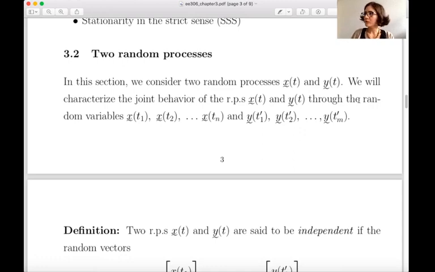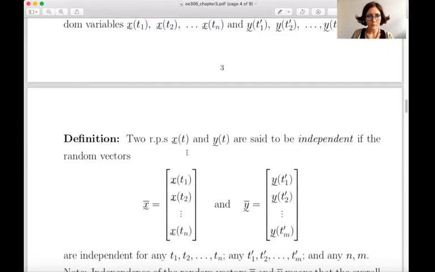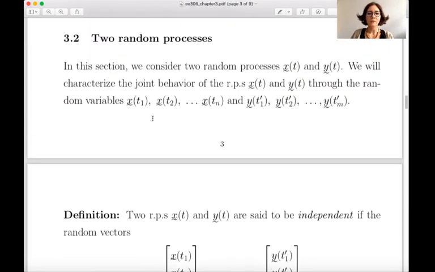So what we will basically be doing is characterizing the joint behavior of these random processes through a couple of random variables. All the definitions we will see in the next couple of pages will be based on these random variables. We will look at the random process at certain time instances, let's say from t1 to tn for x tilde of t, and some possibly other time instances t1 prime to tn prime for y tilde of t. All the definitions will be stated in terms of random variables that we obtain by looking at these random processes at arbitrary time instances.